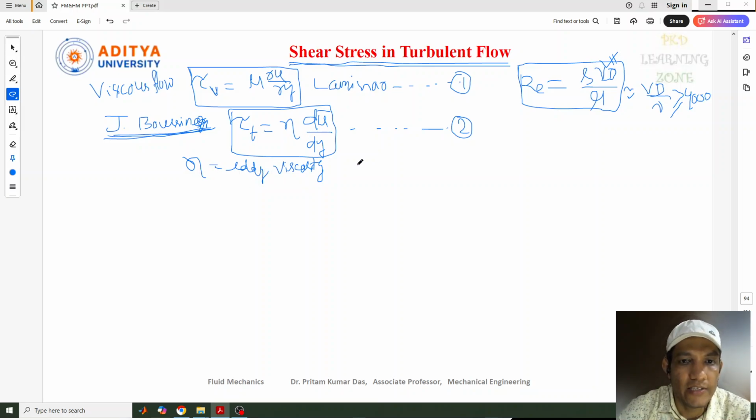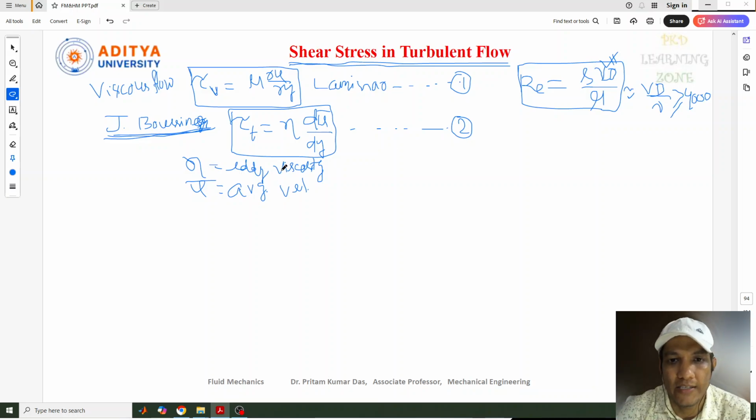Next is u bar. The bar means it is the average, so this is the average velocity at some distance from the boundary, which needs to be considered, because we have seen how liquid flows over a surface. Suppose liquid is flowing in an open channel, then as we know, near the boundary the velocity value will be 0, and slowly it will increase.